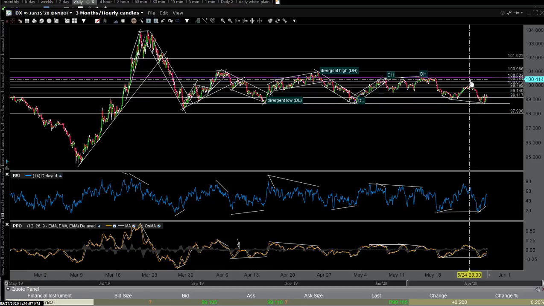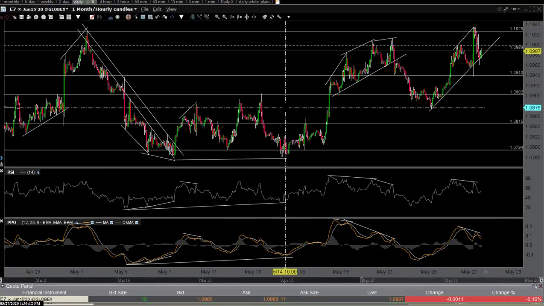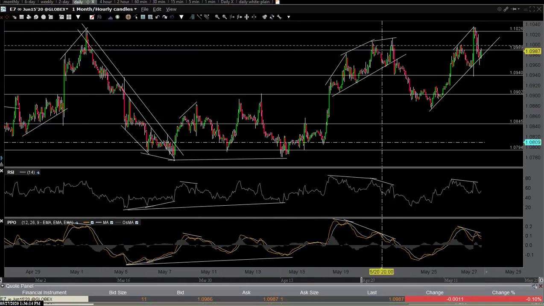All right, so that's it on the dollar. Let's look at euro, and then we'll get into the metals. The euro, these are euro futures, E7.